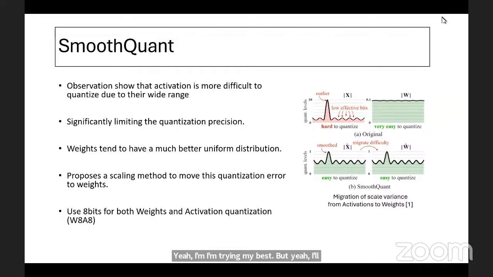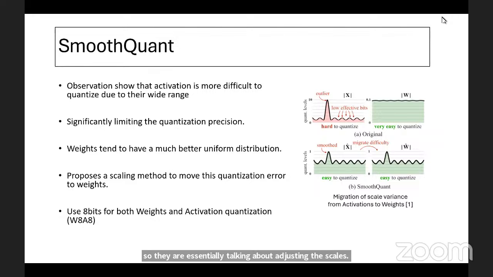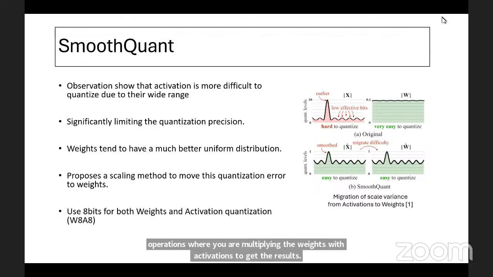So what SmoothQuant emphasizes is the fact that activations are more variable. Since the weight distribution is more uniform and they know they can do a better job with it, they came up with a technique where they transfer this variability from activations to the weights. They are essentially adjusting the scales such that, at the end of the day, it's a linear operation where you are multiplying the weights with the inputs to get the activations.